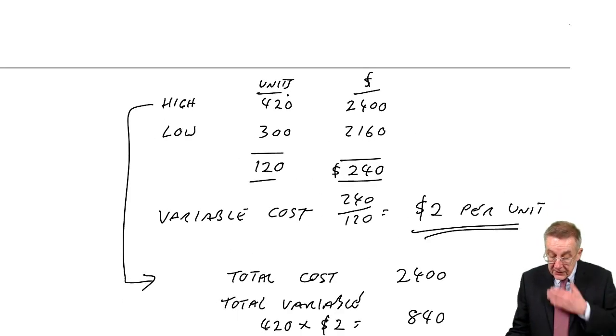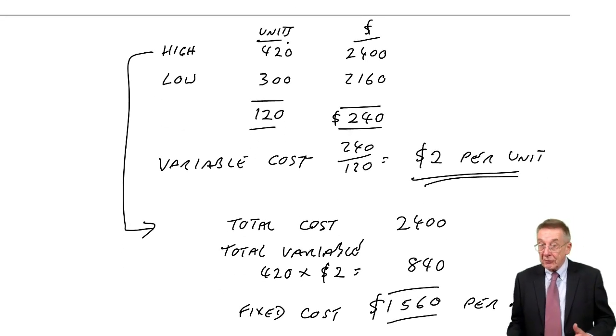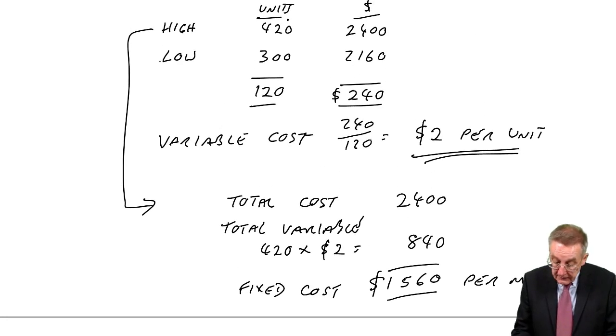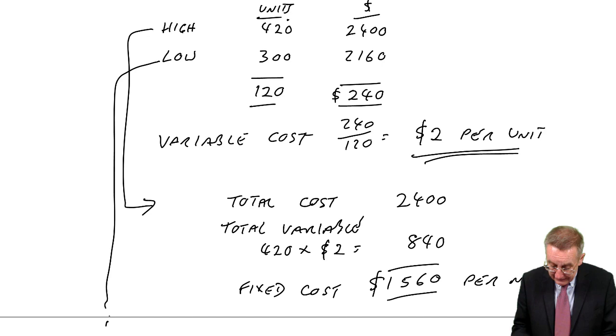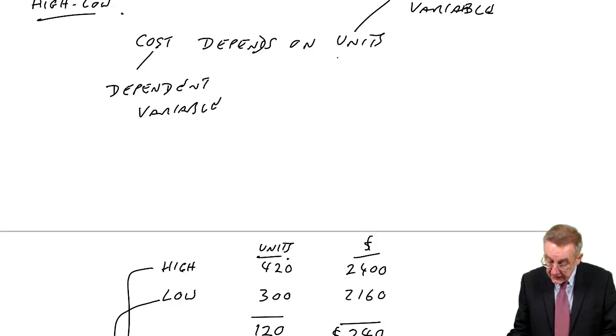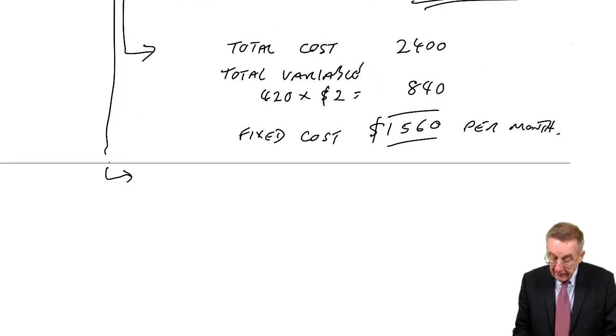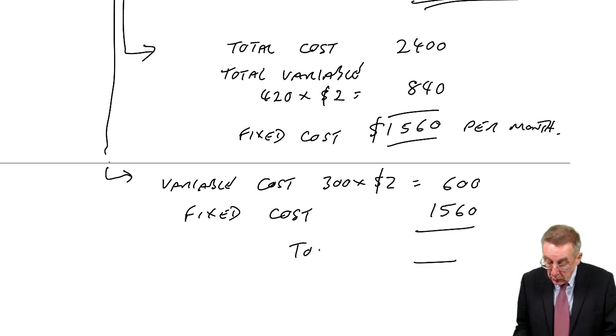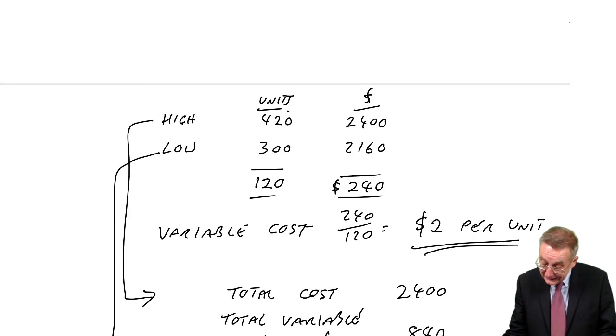However, I am sorry, my throat. We can check it easily enough. If we look at the low one, the low one, there are 300 units. So the variable cost is 300 at $2 a unit is 600. The fixed cost per month, we worked out at 1560. And so that would give a total cost of 2160. And does it work? Yes, it does.